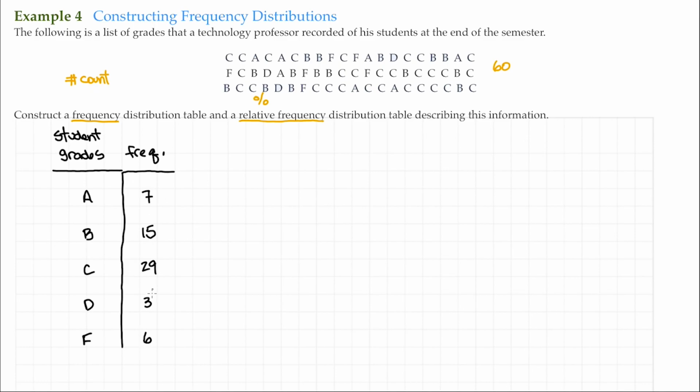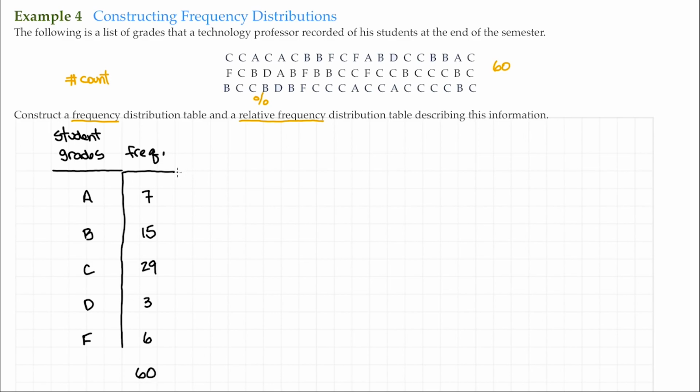So if I tally all these up, they should come out to be the 60. That's how many there are. So 7 and 15, that's 22. 29 more, that's 51. 3 more, that's 54. And 6 more, that's 60. So we have our total of 60. And I'm just going to put my total at the bottom there.